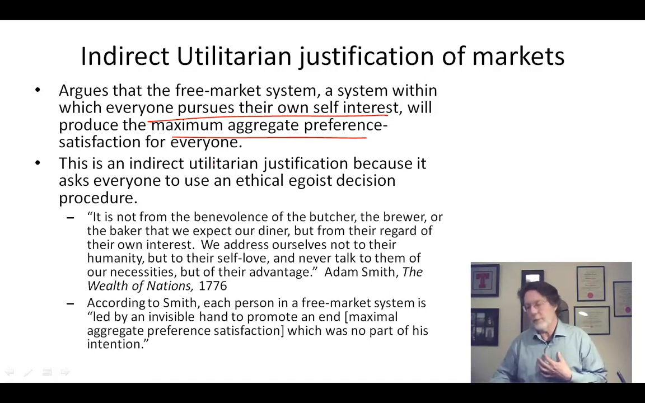And this comes out of Adam Smith's idea that the market works. You don't ask for benevolence. You ask people to act in their self-interest. And thirdly, by this notion of the invisible hand, people within a free market system will be led by an invisible hand to promote an end, which is the maximum happiness, maximum welfare of everyone, aggregated. There are issues about who gets what, but aggregated. And that wasn't what people intended.